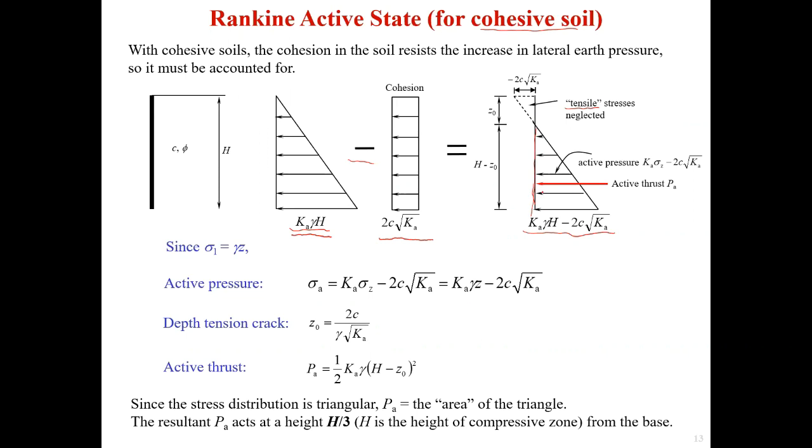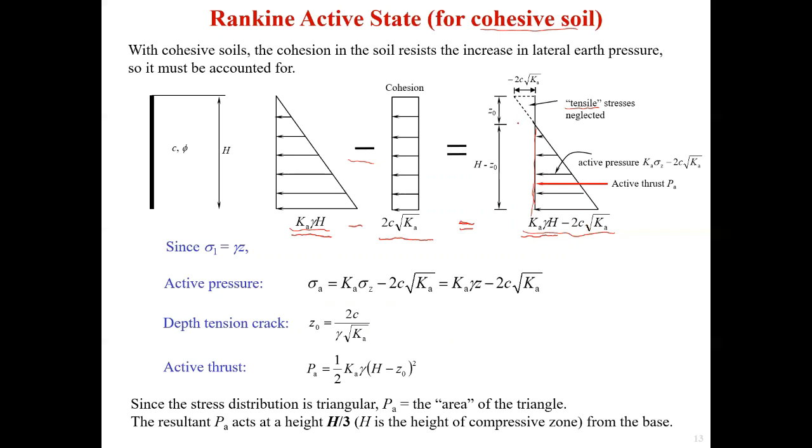So the active pressure on the wall could be given by this expression: Ka gamma H minus 2C times the square root of Ka. So it's this term minus this term equals this one.